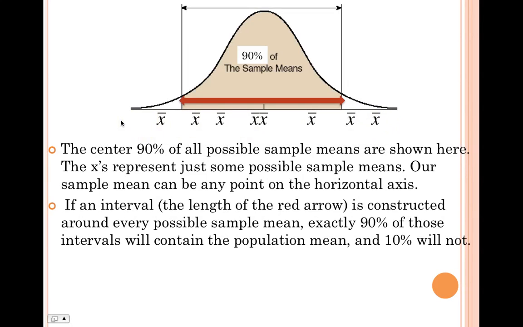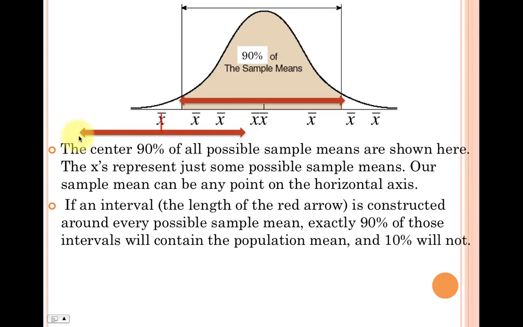If an interval, the length of the red arrow, is constructed around every possible sample mean, exactly 90% of those intervals will contain the population mean, and 10% will not. Here's an example of what I mean. Let's suppose that this X bar over here in the bottom 5% of area was used to estimate the true population mean, and an interval of values, the length of the red bar, was constructed around X bar. We'll take a look at where it falls.